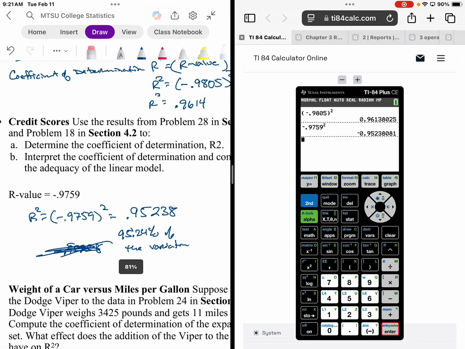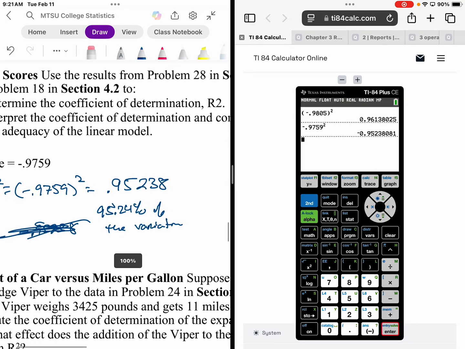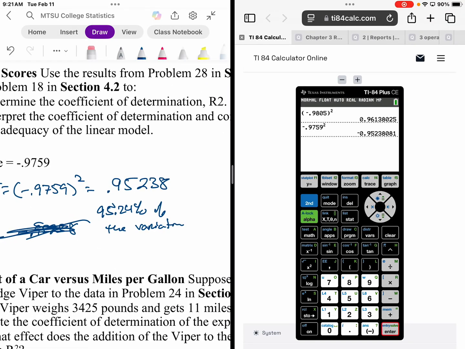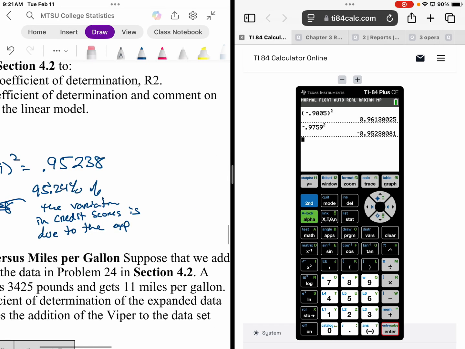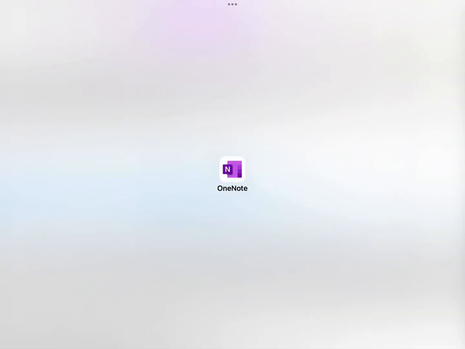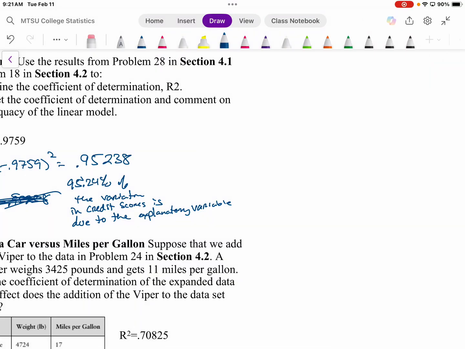I don't remember what the context of that one was. Oh, credit scores. 95.24% of the variation in credit scores is due to whatever the explanatory variable in that problem was. And again, what percent was not explained? If 95% was explained, what percent wasn't? Yeah, about 5%. It's right around maybe 4.8, but about 5%.